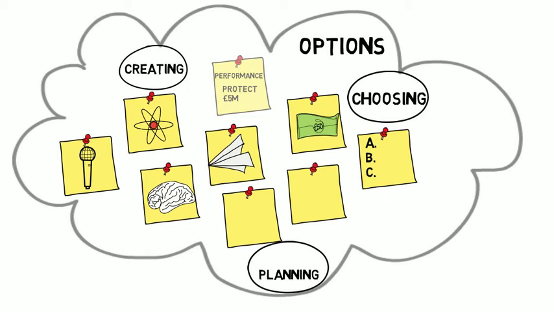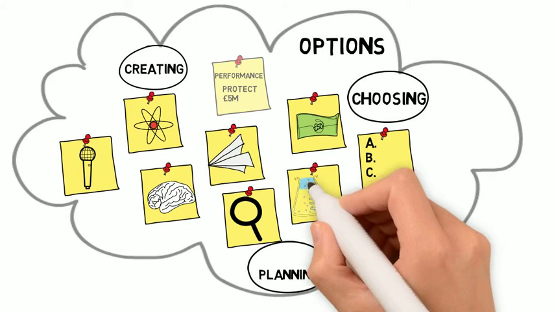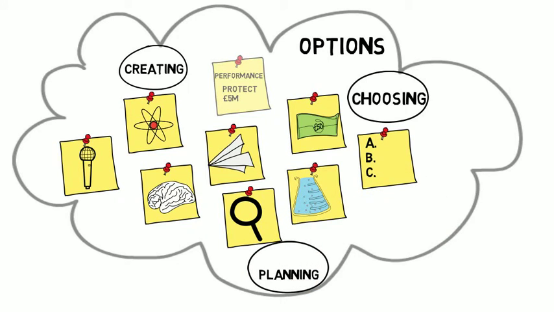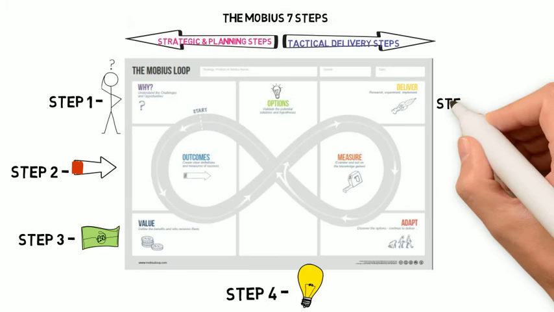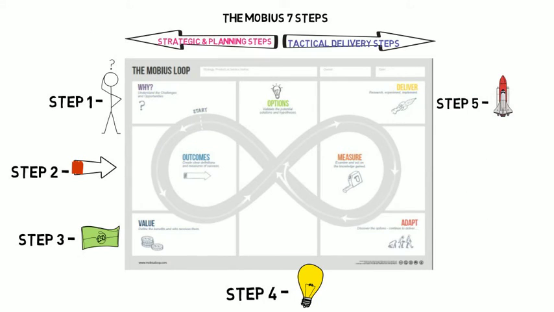You can then plan to simply implement the option or do additional research or experiments to gather more knowledge before you move forward. Step 5, this is all about delivering. Research, experiment, and implement, REI. This is where the action takes place.